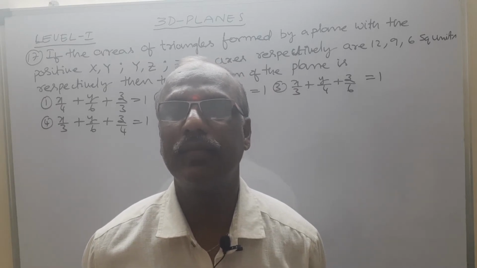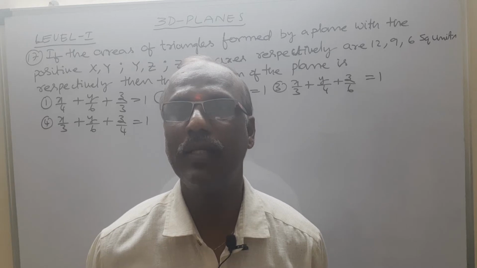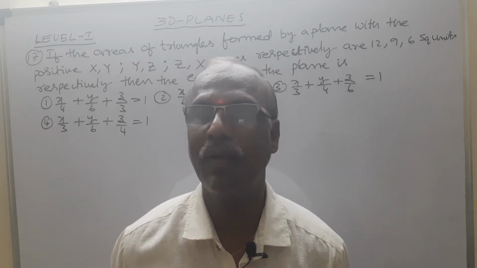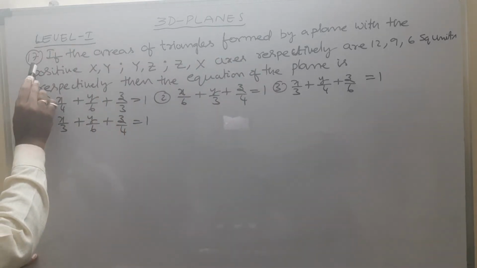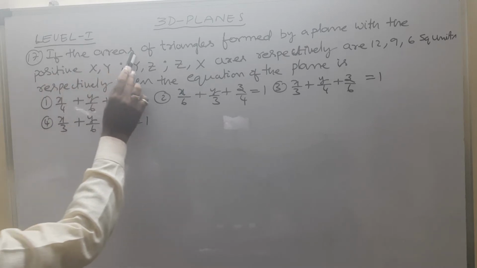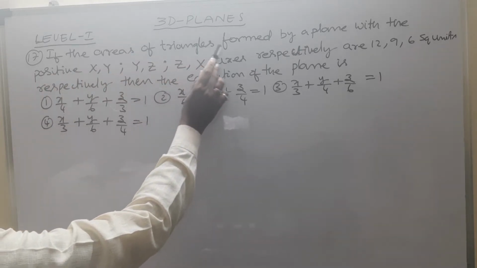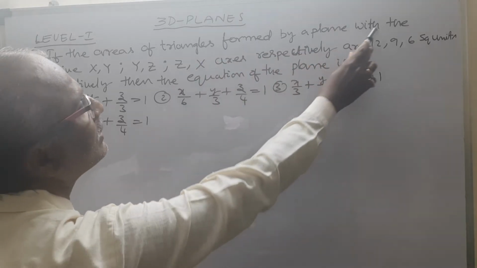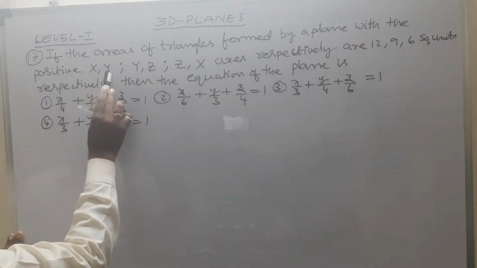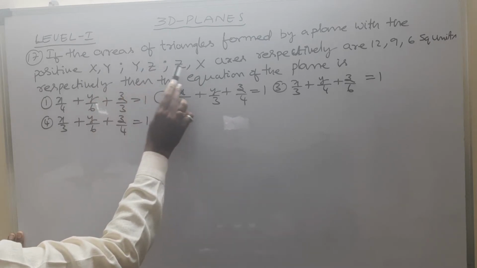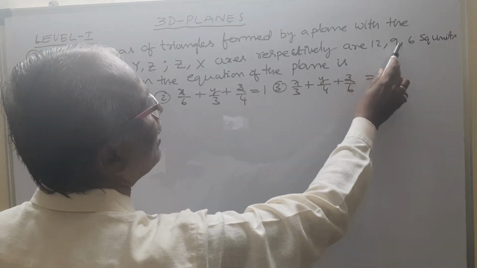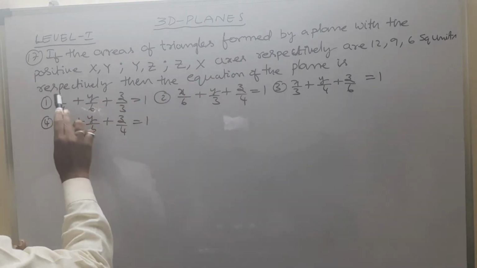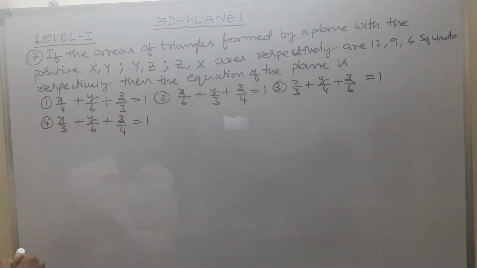In this video series, we discuss 3D planes objective type questions, level 1 model questions. Question number 17. If the areas of triangles formed by a plane with the positive x, y, z axes respectively are 12, 9, 6 square units respectively, then the equation of the plane is. Here the four options are given.